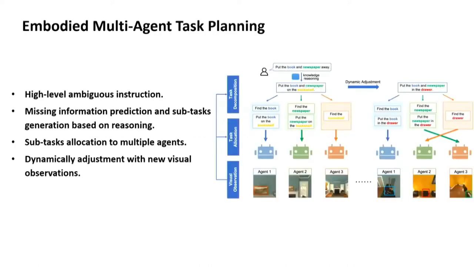We propose a new framework. Given a high-level ambiguous instruction, missing information and subtasks are generated based on knowledge reasoning, and then subtasks are allocated to a group of agents. With the change of visual observations, agents need to dynamically adjust the task decomposition and allocation results to complete the whole instruction as soon as possible.